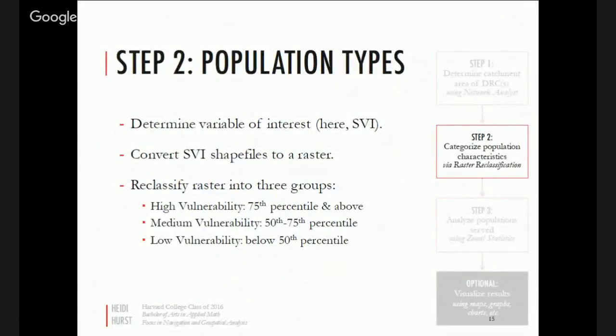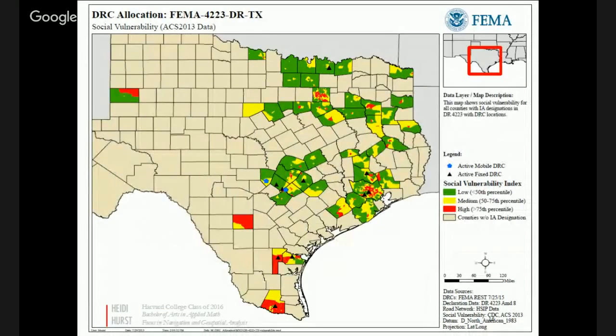So the second step is to look at population types. And here I was looking at social vulnerability. As I explained before, the data set that I had was by census tract. So I imported those as a polygon and converted them to a raster and then reclassified them into three groups: high, medium, and low vulnerability. Again, these breakpoints were a bit arbitrary. I picked them out of convenience, and I think if you were to do this again, you'd want to look more closely, perhaps looking at a number of studies about social vulnerability to determine those frequent responders. So for that same disaster, we can see these are the different vulnerabilities. Red here indicates high vulnerability, yellow is medium, and green is low.